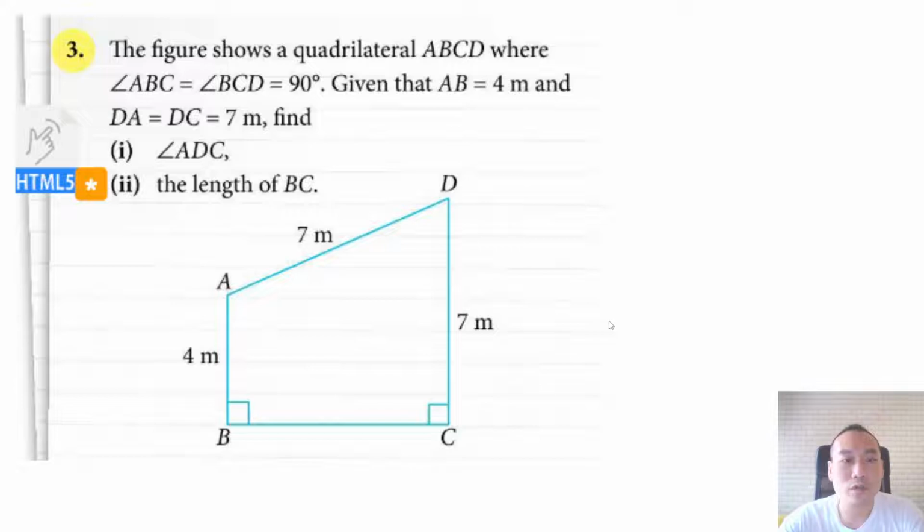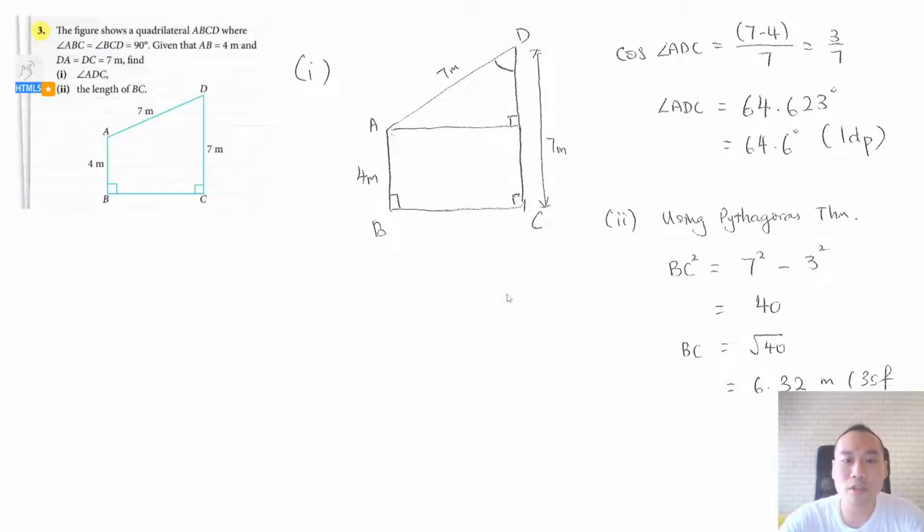Okay, so over here it shows a quadrilateral ABCD. We are supposed to find the angle ADC. To find the angle ADC, we can recognize that this quadrilateral is made out of a rectangle like this, you follow my cursor, as well as a right angle triangle over here. By making use of that fact, you can see the simple diagram that I sketched.